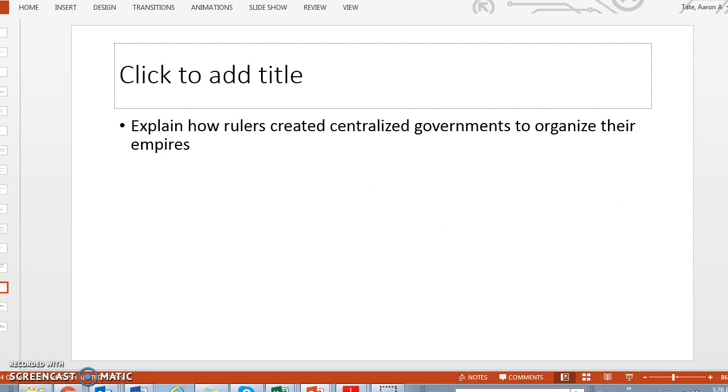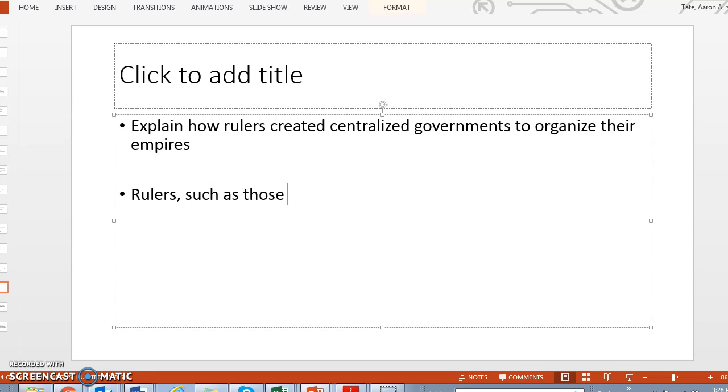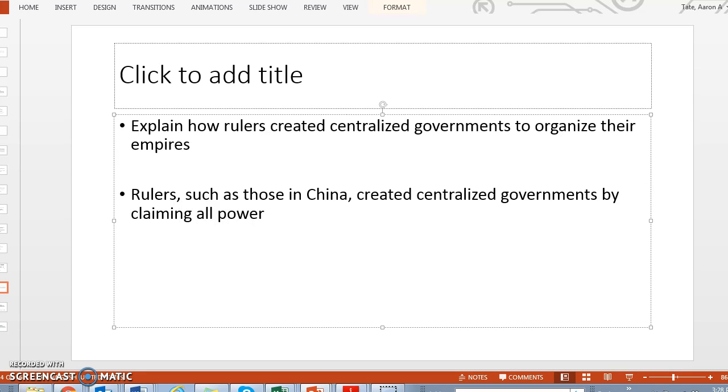And I'm going to go ahead and answer this one. So I'm going to go in here and I'm going to say, so explain how rulers created centralized governments to organize their empires. I'm going to start with addressing the question. Rulers, such as those in China, created centralized governments by claiming all power to themselves. Okay, so that's a really short, simple answer. It's sort of the definition of what is a centralized government.